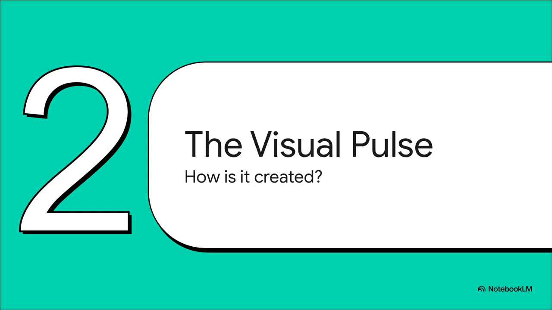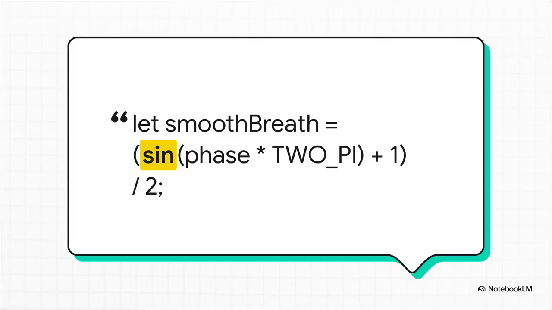All right, so how is that core breathing effect actually made? I mean, it looks so incredibly smooth and natural. You probably guess it's some kind of super complex animation. But the foundation of it all is, well, it's surprisingly simple. It's all rooted in one single, beautiful, mathematical idea. Believe it or not, this one line of code, this is the beating heart of the entire thing. It's the engine of the whole animation.